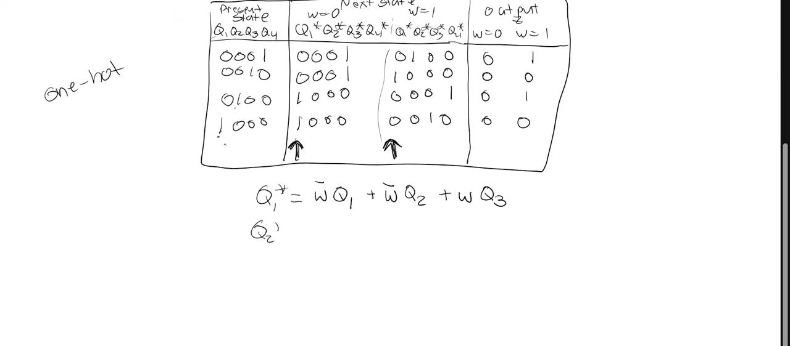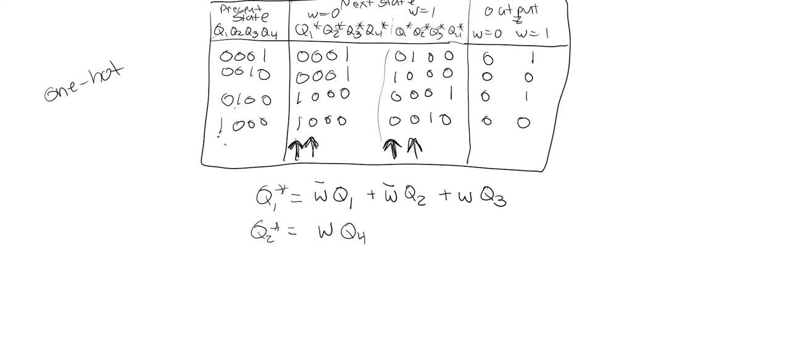So Q2 star, that's this column and this column. Well, you can see the only time we get a 1 for Q2 star is when W is 1 and Q4 is 1. The nice thing with one hot, the reason this is working, is the only time Q4 is 1 is in this row. The only time Q2 is 1 is in this row, and that's why this is working. So Q3 star, let's see, there are all zeros here, and we have a 1 there, so that's W Q1.